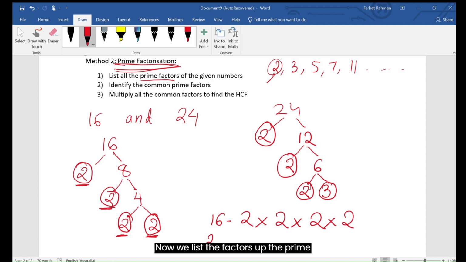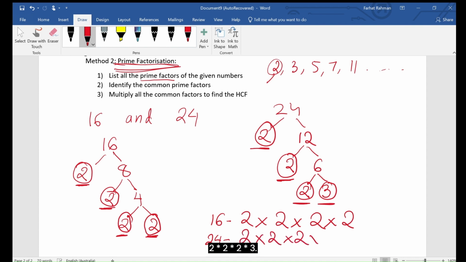Now we'll list the prime factors of 24. We'll list them as a product. So 2 times 2 times 2 times 3. We are done with the first step.